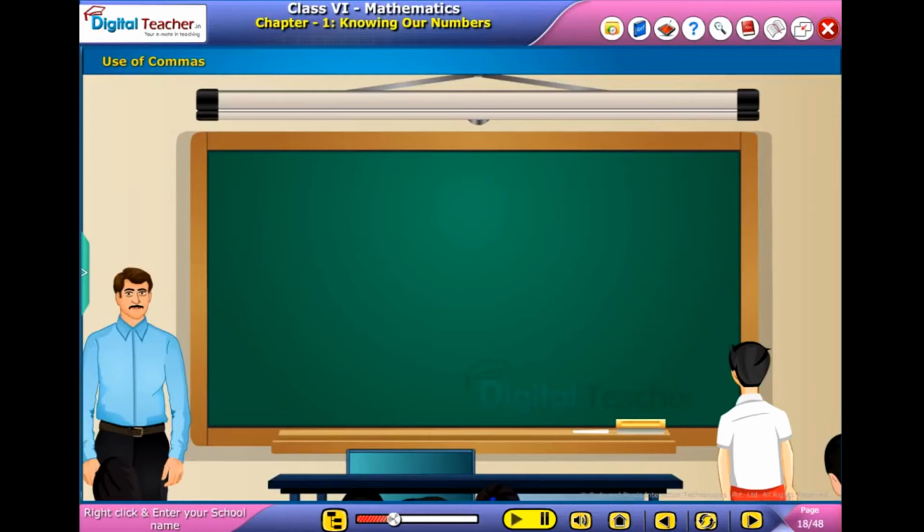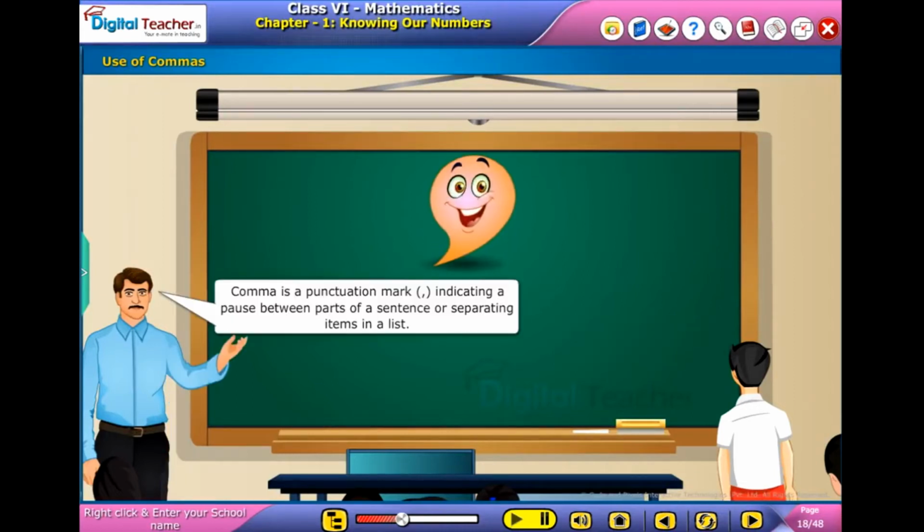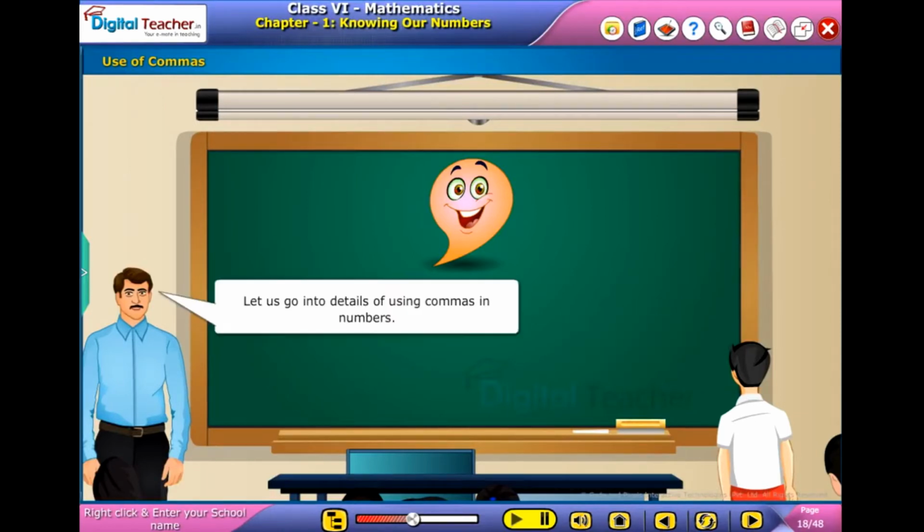Let's see the conversation between teacher and student on usage of comma. What is a comma? Comma is a punctuation mark indicating a pause between parts of a sentence or separating items in a list. How to use it? Let us go into details of using commas in numbers.